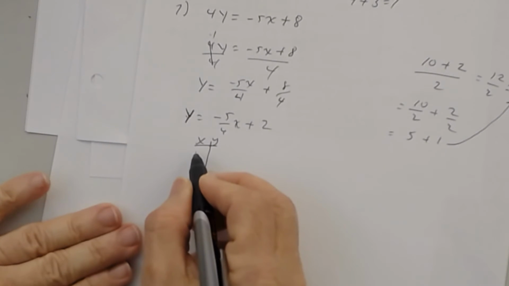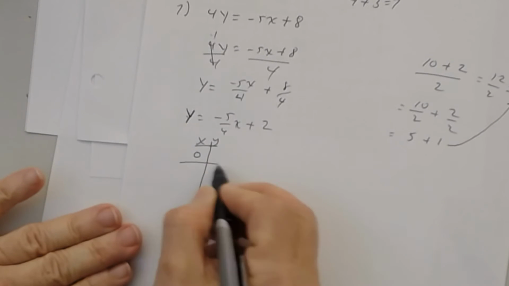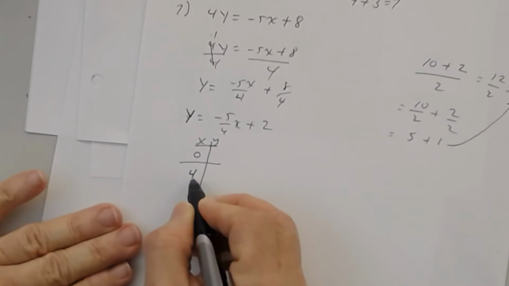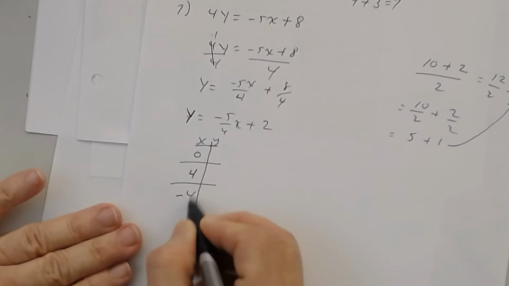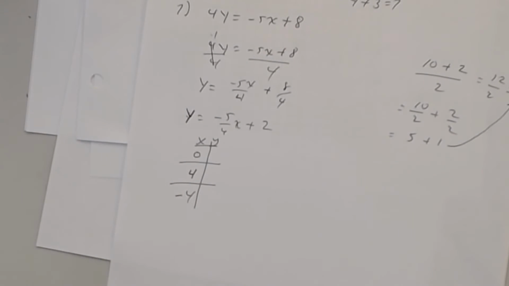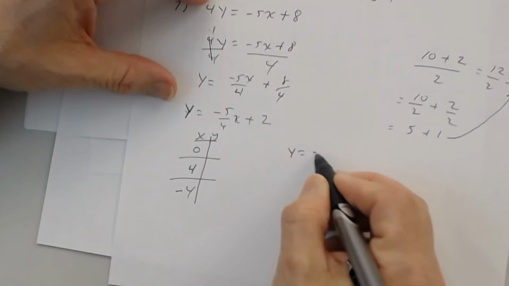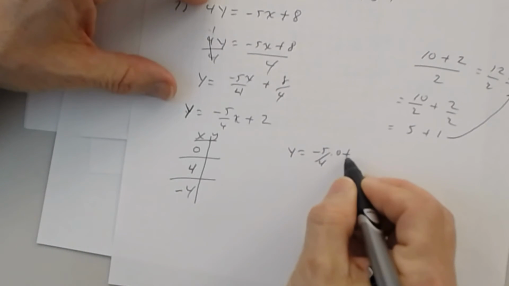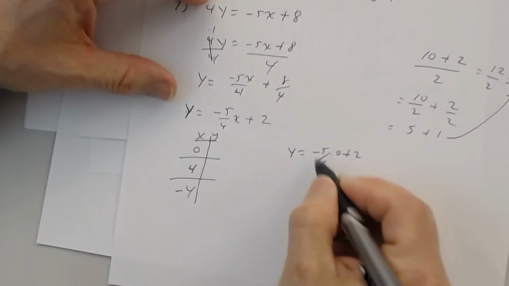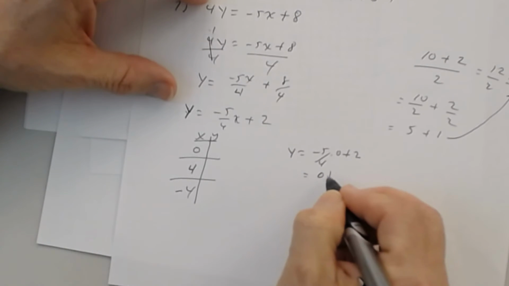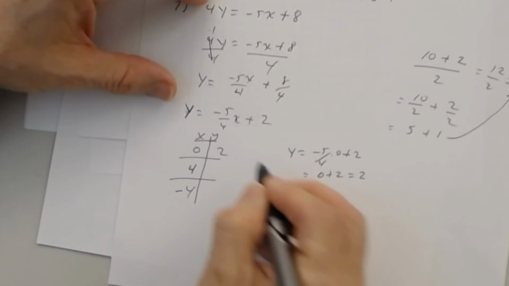What's the easiest to always use? 0. Okay, what's the next one? 4. And what's the other one? Negative 4. Okay. So if x is 0, I get y equals negative 5/4 times 0 plus 2, right? What's negative 5/4 times 0? And what's 0 plus 2? 2.